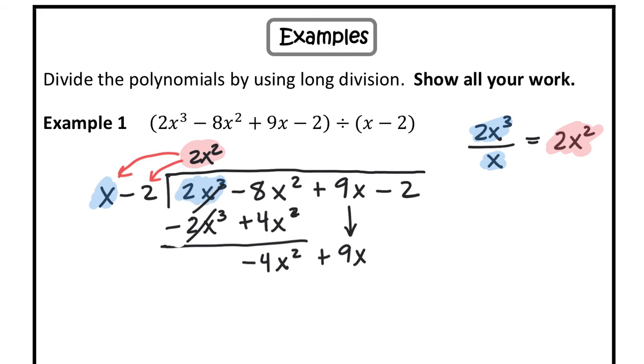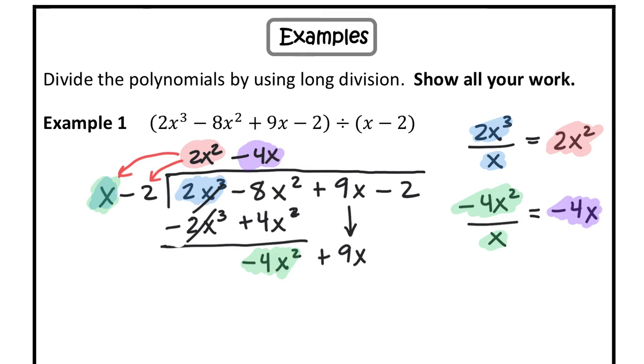Then we do the process again, but this time we're going to take this item and divide it with x. So what's negative 4x squared divided by x? So this divided by this equals negative 4x. So this negative 4x is going to go up here in this space. Okay.